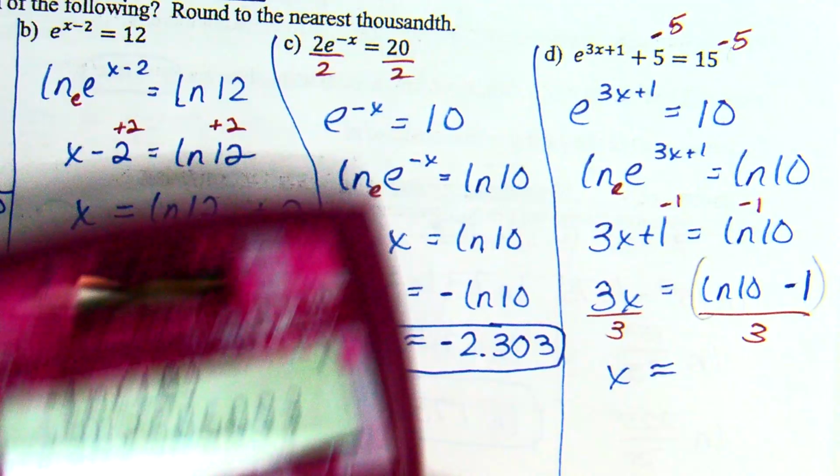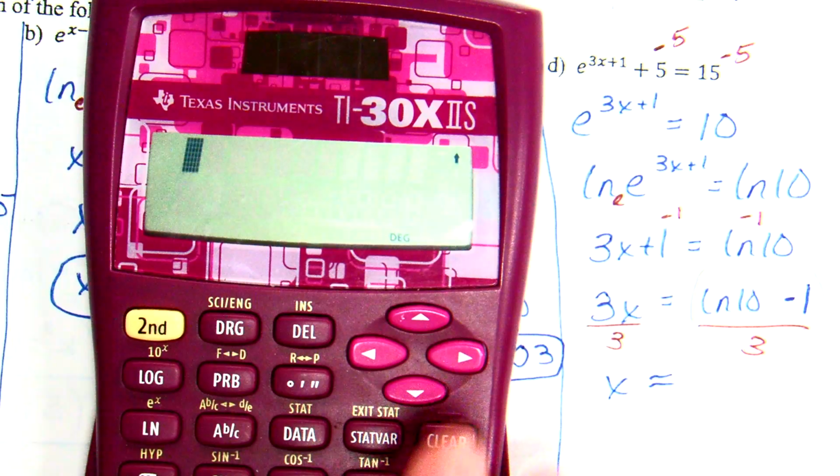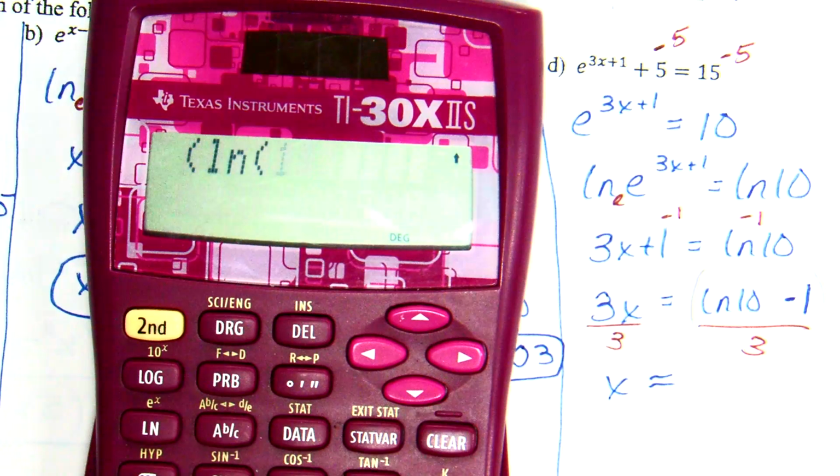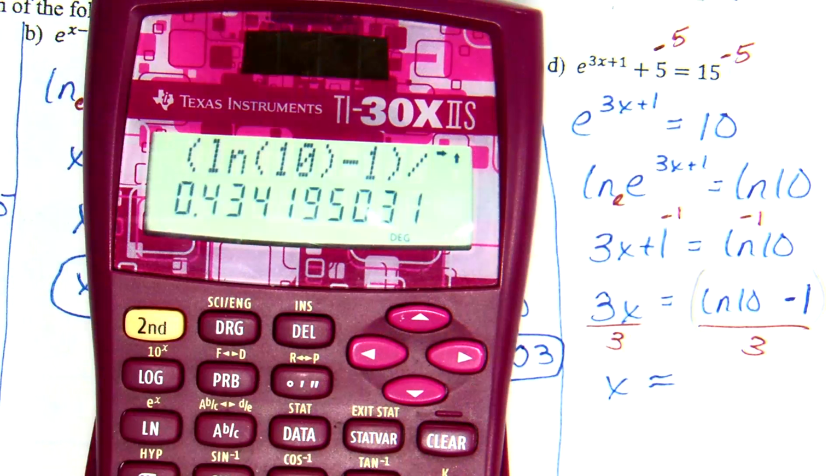I got 0.4342. So mine is natural log of 10 minus 1, and then divided by 3. Okay. If you did it correctly, your answer should match mine. Are we practicing with the calculators? Okay. 3 decimal places.